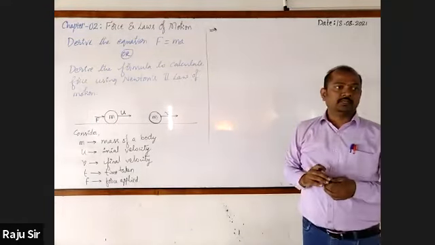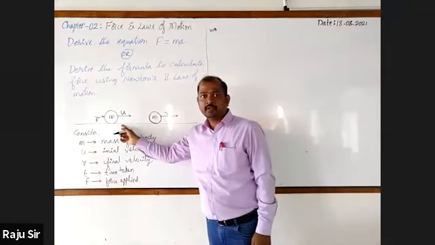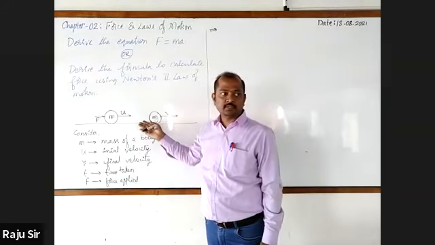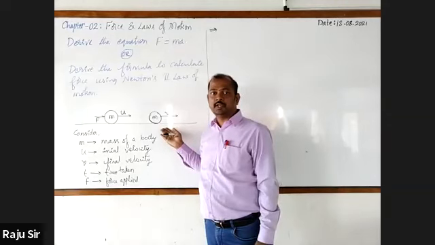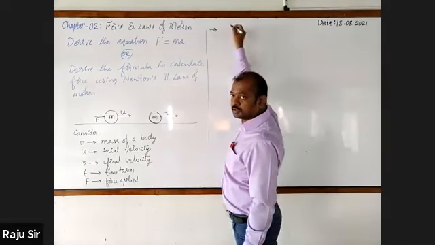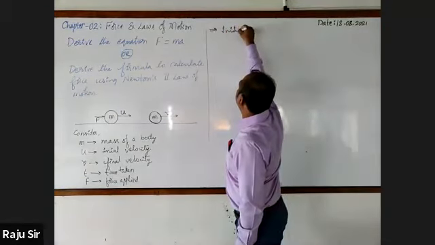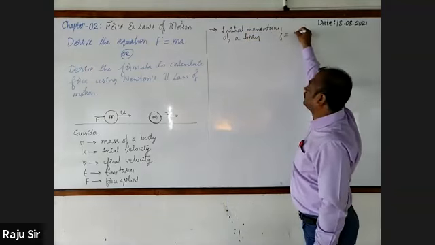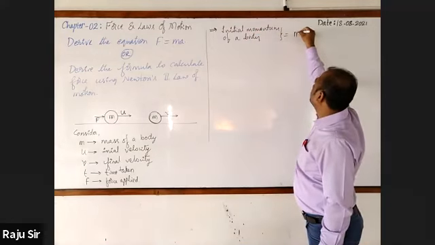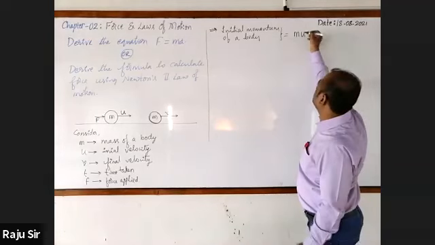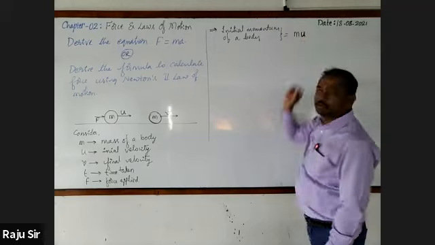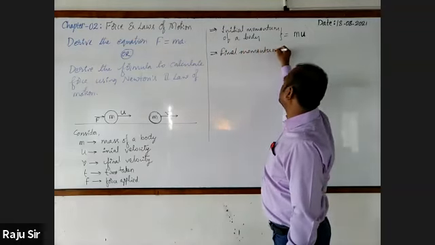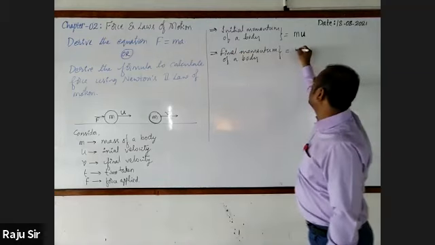The momentum of a body, we know, is the product of mass and velocity. As the body has changed its velocity from u to v, it has its own initial momentum, and due to the application of force, it has changed its momentum. We can call that the final momentum. Initial momentum of a body is mass into initial velocity. Call it P1, so P1 equals m into u, or just mu. Final momentum of a body is m into v.